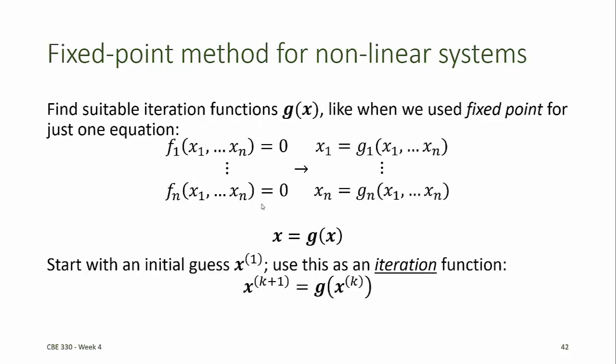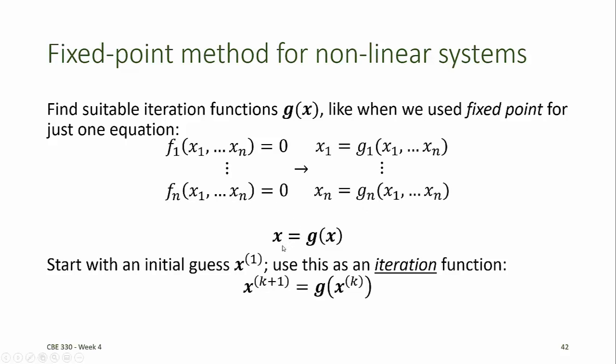Just like we can extend Newton's method for nonlinear equations to systems of equations, we can also extend the fixed point method for nonlinear systems to systems of equations. Beginning from the same implicit equations, f1 through fn, we need to rewrite each of these using an appropriate iteration function. That is, we solve for x1 as a function of all of the other x's using g sub 1, and we solve for xn as a function of all of the other x's using the iteration function g sub n.